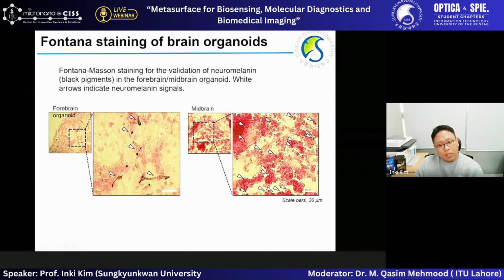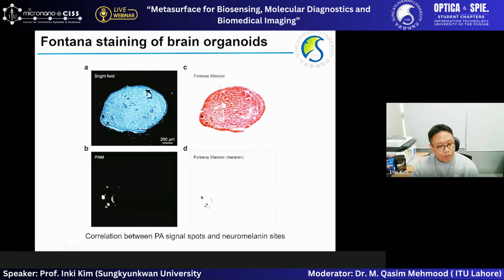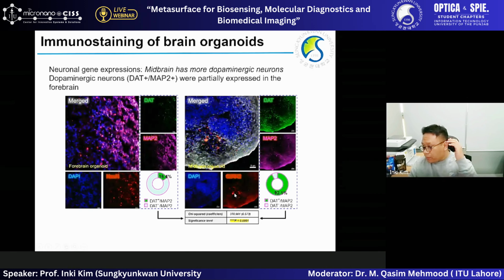And these staining results show that we are really seeing neuromelanin. This photoacoustic signal is actually coming from the neuromelanin. To certify that, we conducted this Fontana staining. And also this immunostaining shows that the neuromelanin generating cells are dopaminergic neurons, which is the source of the neuromelanin.